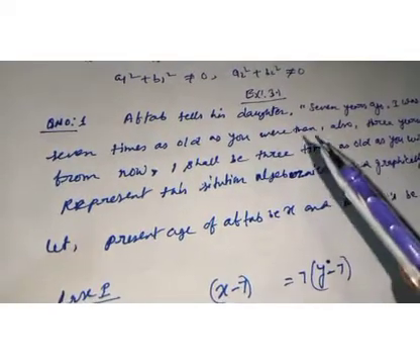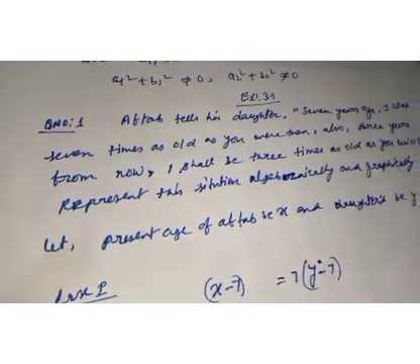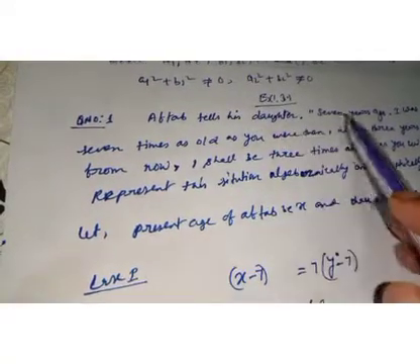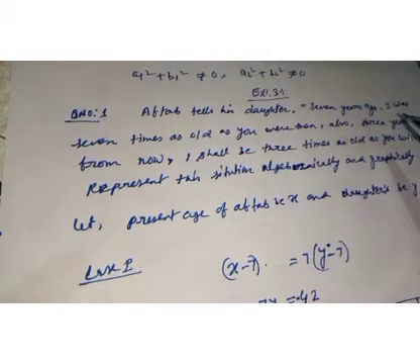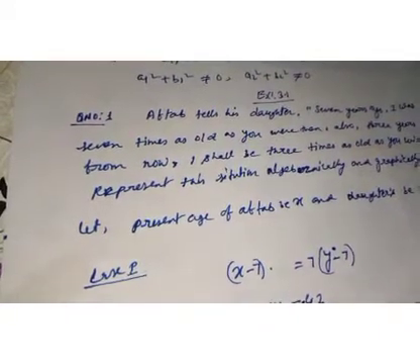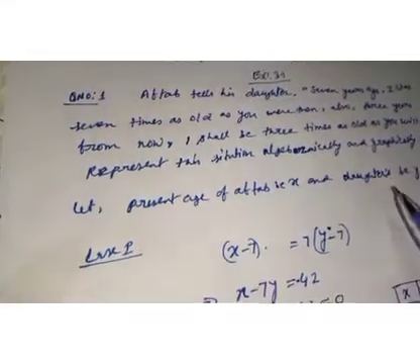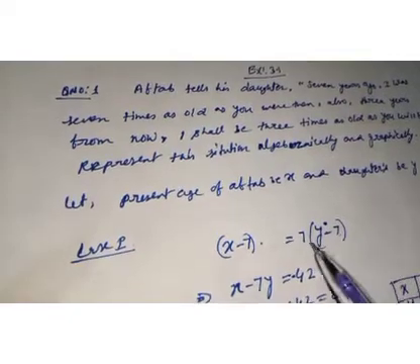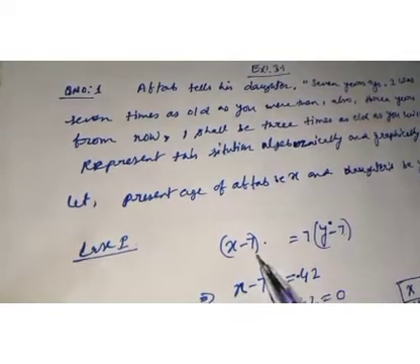So here there are two cases. First of all, you need to take the present age of Aftab as x and the daughter's as y. Now see the conditions. Case 1: the condition is Aftab tells his daughter 7 years ago. 7 years ago means Aftab's age was x minus 7, and the daughter's age was y minus 7. Now who is 7 times? Aftab is 7 times, so 7 will be multiplied with the daughter's age 7 years ago, and it will be equal to Aftab's age, x minus 7.